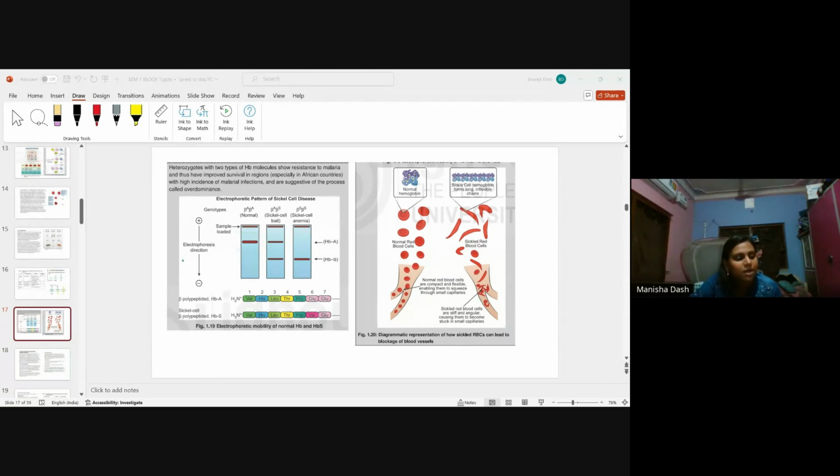You can observe this band. Now, if someone is heterozygous, having a normal copy as well as a mutated copy, the mutated copy will be smaller in size. So you can observe two bands like this. And if you observe only a single small band, that means both copies have been mutated. So this is the gel profile of the normal, heterozygous, as well as sickle cell beta globin chain.